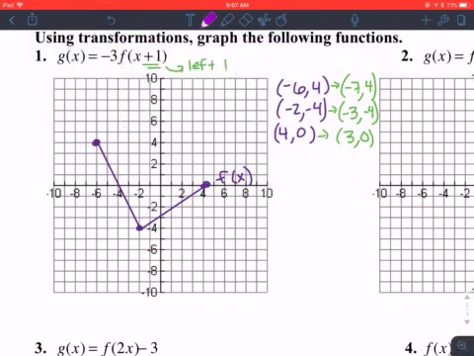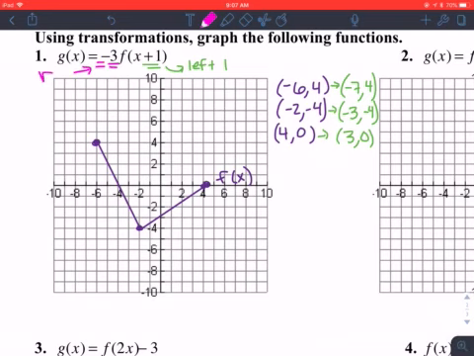Now the next thing that we would do is our dilation and our reflection. Now the order in those doesn't matter. You can do it at the same time. Since it's our first time to see both at once, I'm going to do them one at a time. So let's start with our reflection.